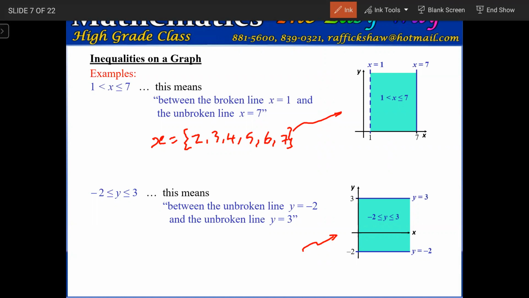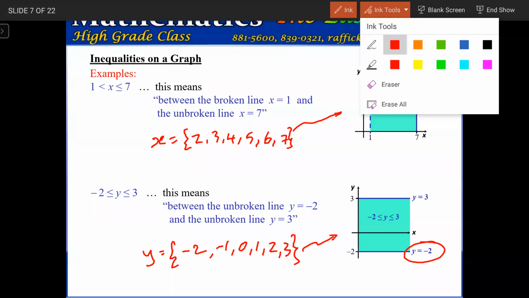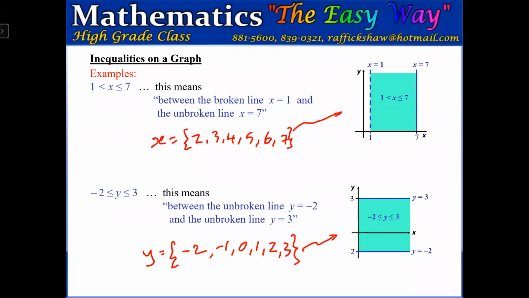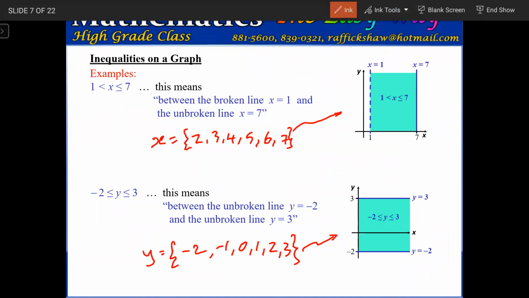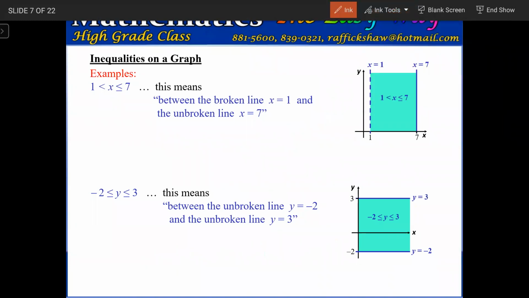For this one, if I was doing this one, then y, we start at negative 2 down here and go all the way up to 3 and include all of them. So it will be negative 2, then negative 1, then 0, then 1, then 2, then 3. That will be my values if y were whole number values. That would be it. Good? So far, so good? Yes, sir. Okay. All right, good. So that's linear inequalities on a graph.